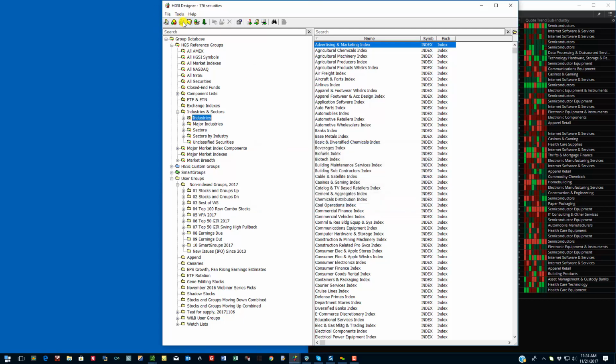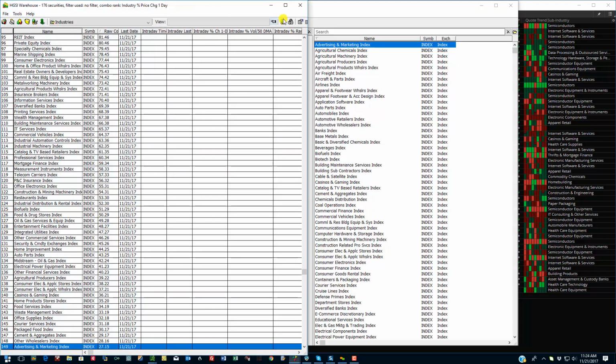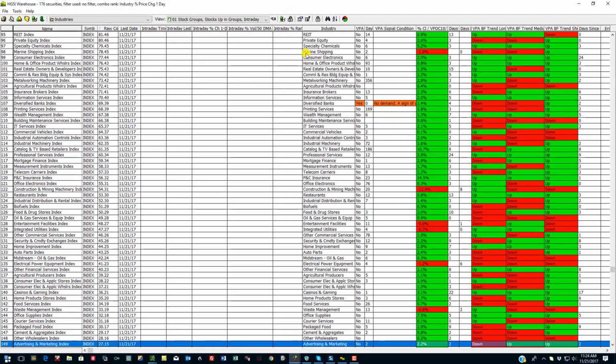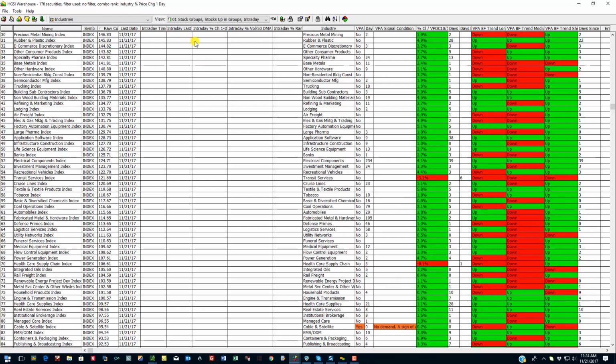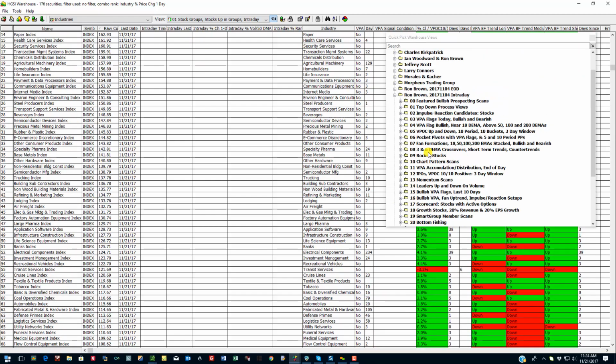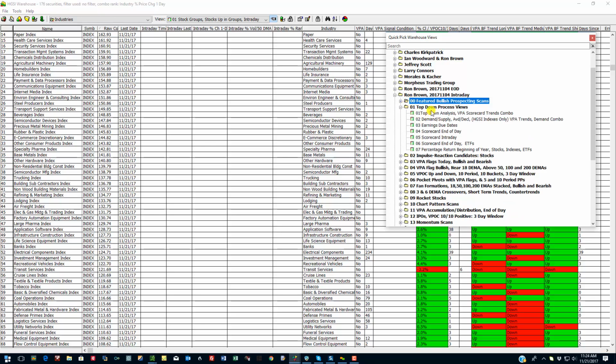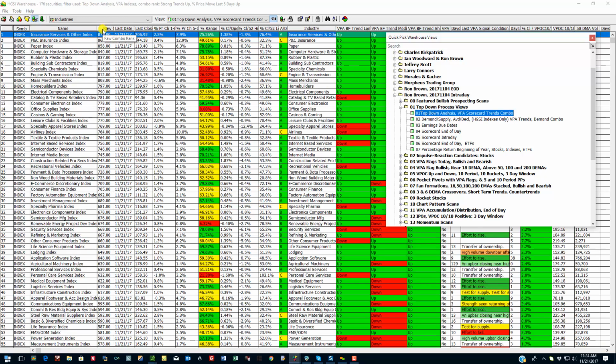And I'm going to flip back to a warehouse view. And there's nothing in here because these are industry groups. Now, on the intraday, it's right below the featured bullish prospecting scans, the top-down process views. If I click on that, sort on raw combo, it's going to show me where the strength is. This is kind of interesting. This is based upon a percentage price move.